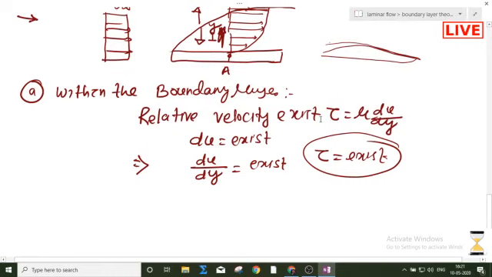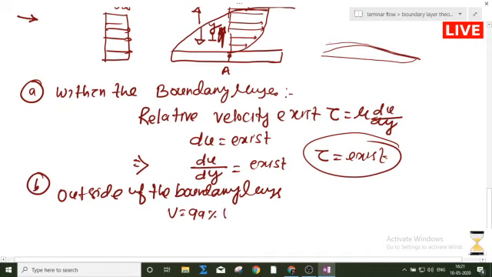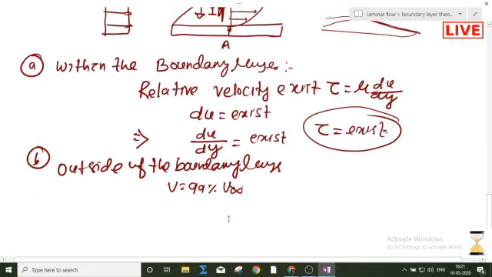Now, within this boundary layer that is what happens. What will happen outside of the boundary layer? Outside of the boundary layer, the velocity is almost equal to 99% of the free stream velocity, which means there is no relative velocity. Practically, a relative velocity does exist, but it is very negligible. We can neglect it, as it is very small in magnitude.